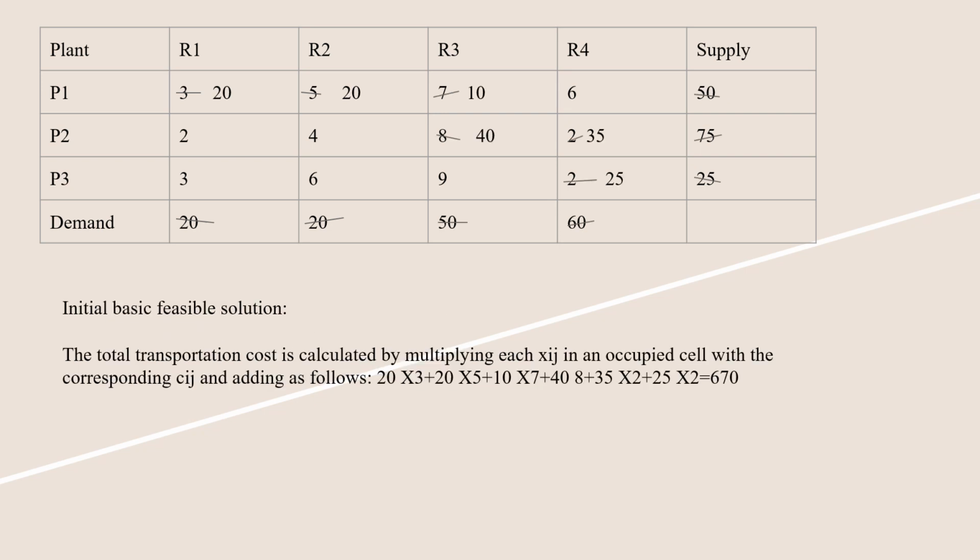So here is the solution, and for that the initial basic feasible solution is given as follows. The total transportation cost is calculated by multiplying each xij in an occupied cell with the corresponding cij and adding: 20x3 plus 20x5 plus 10x7 plus 40x8 plus 35x2 plus 25x2, which equals 670. So for this problem the solution is 670.